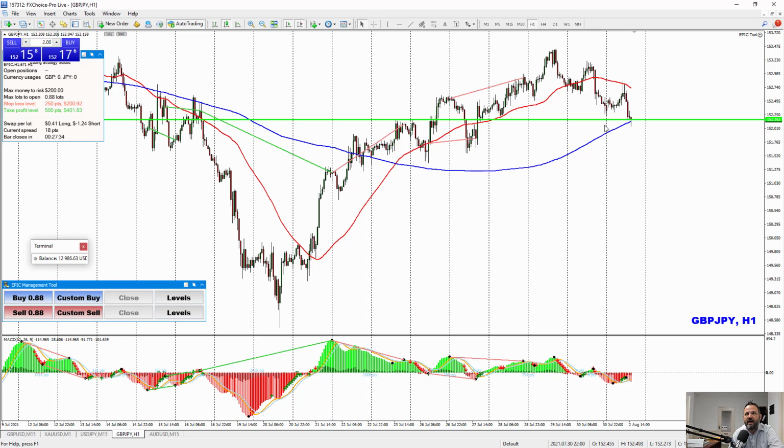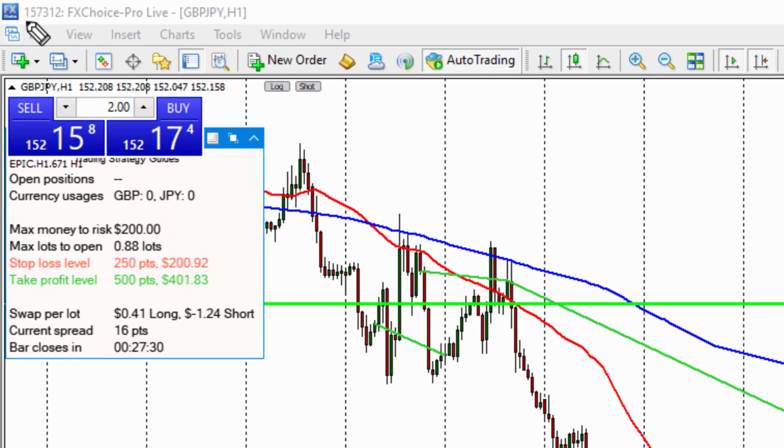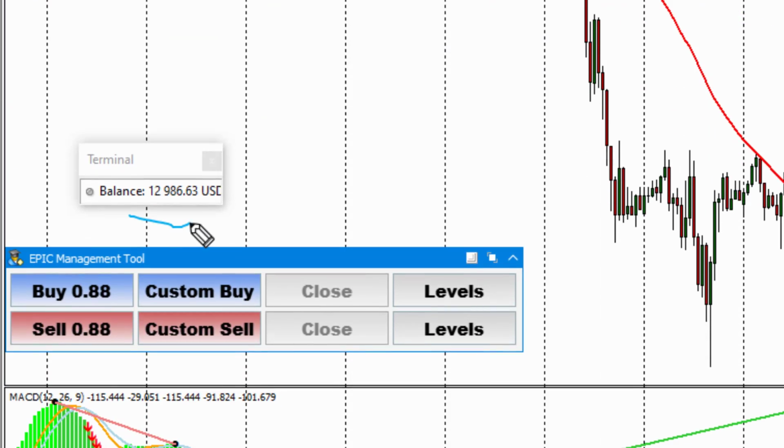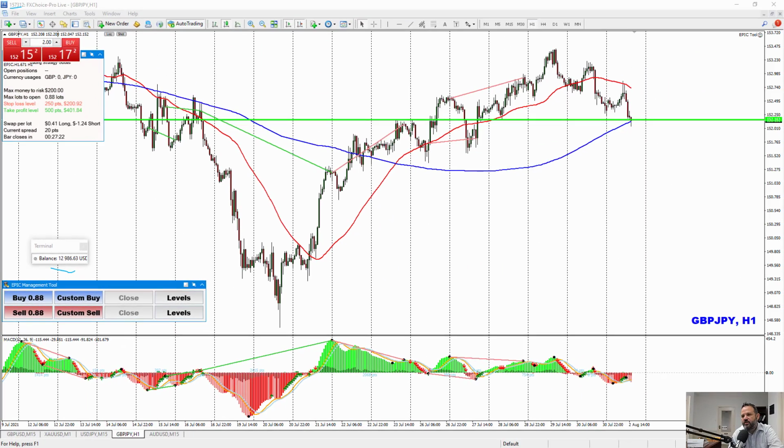Here's pound yen, okay? Pound yen. And what do we have? Oh, by the way, this is the account. You can check it's the same account. Balance, there's the balance. Okay, so here we go. Pound yen. I've got support, support, support. You see all these supports, and now it's got moving average support.